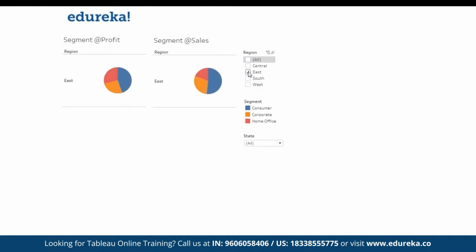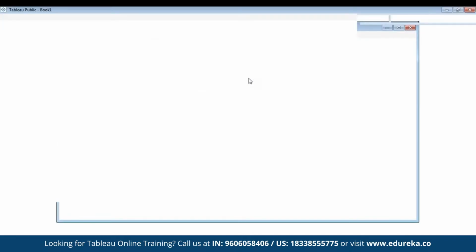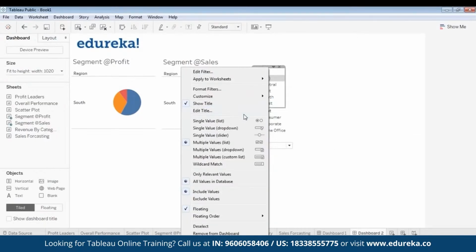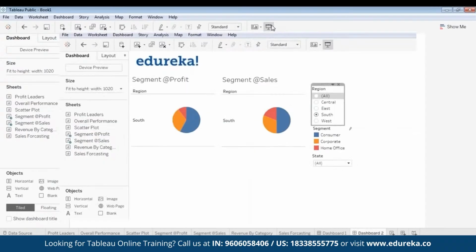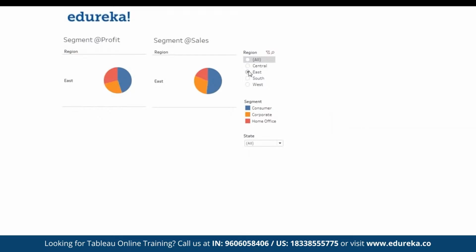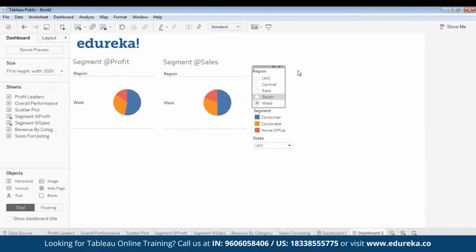If I want east, east is there. South, south is there. Let me just change it to value, right? Can you see central, east, south, west? It is changing, right? I have applied the same filter on both. I need not have two filters for segment at the rate sales and segment at the rate profit. My one filter can do the job, right? I can use this same filter for both the sheets.